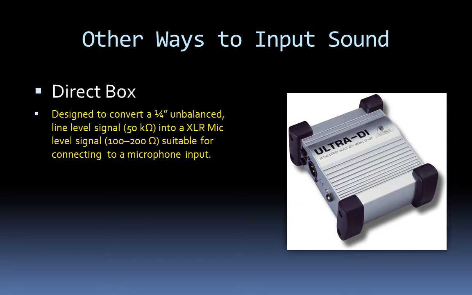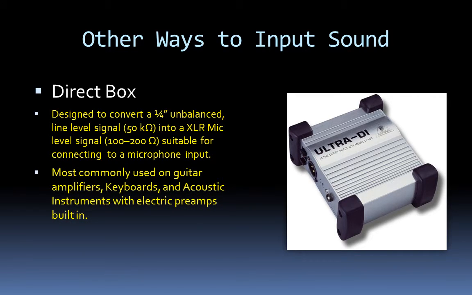If you did not have this in play, the signal coming in would be way too strong. It would distort at the board. You would have all kinds of clipping and bad audio. So a direct box is necessary to cut that level down. It's most commonly used on guitar amplifiers, keyboards, and acoustic instruments with built-in preamps, whether it be an acoustic guitar, or even some violins and other acoustic instruments out there.